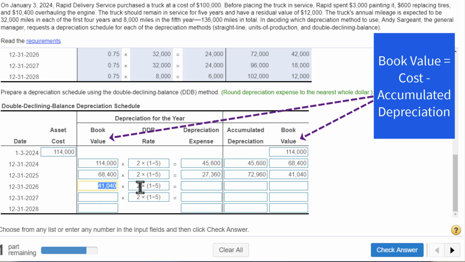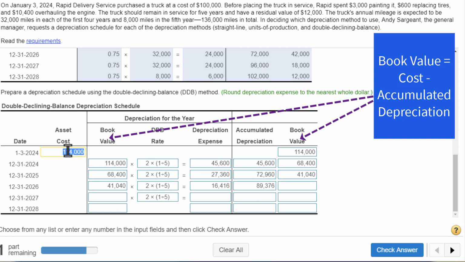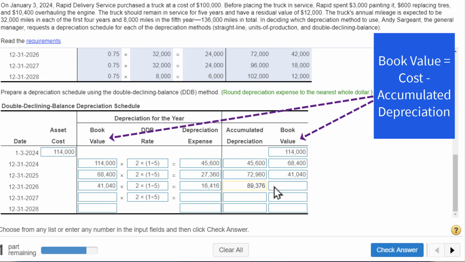So we're going to take this times 2 divided by 5 gives us 16,416. And remember, round depreciation expense to the nearest whole dollar. So accumulated in this year is the prior plus this year's gives us 89,376. Book value is asset cost minus accumulated gives us 24,624. Copy and paste that.